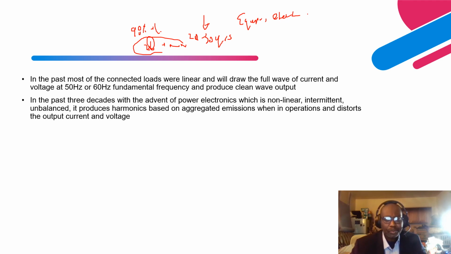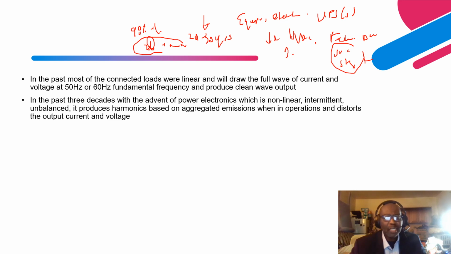But with the advent of power electronics, as you know, there is a lot of power electronics, and that is wind farms, HVDC, flexible AC transmission devices, static VAR compensators, STATCOM, static synchronous compensators. All these devices, and UPS, uninterruptible power supplies, switch mode supplies, and other lamps, like the ballast lamps, all these devices emit non-linear currents and a lot of harmonics, based on continuous aggregated emissions.